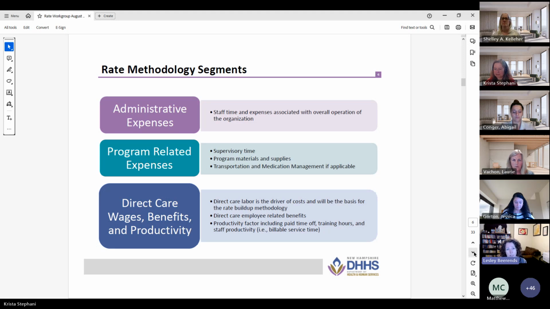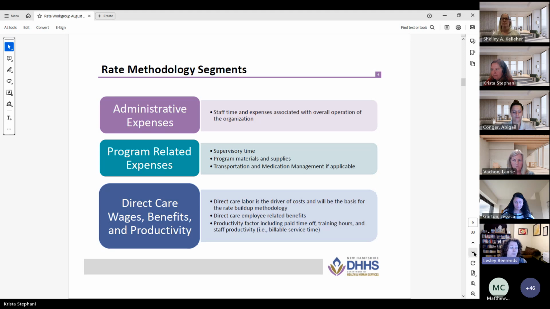We're going to look at employer-related benefits and taxes. We're also going to look at a productivity factor, which takes into account the paid time of the DSP that might not be billable time. We'll go into more detail as I walk through the components. We then have program-related expenses: your supervisor time, your program materials and supplies, transportation, and medication management, if they're applicable. And then we also have the administrative expenses, the overall expense just to operate your organization.